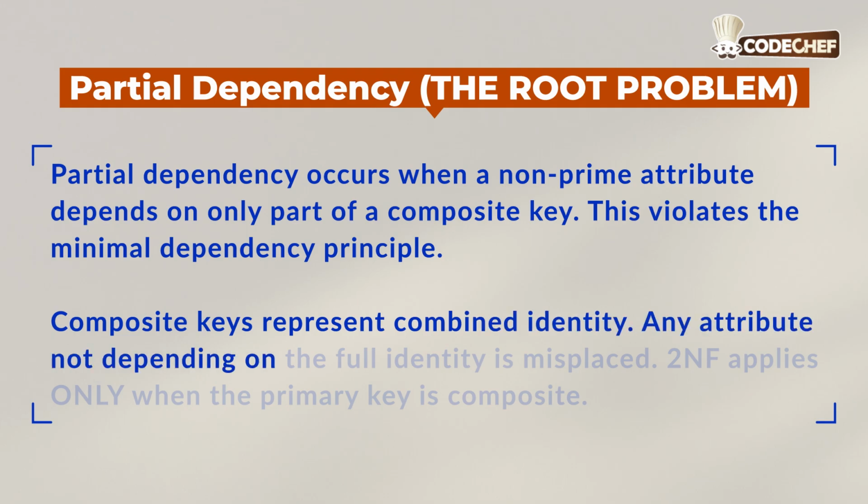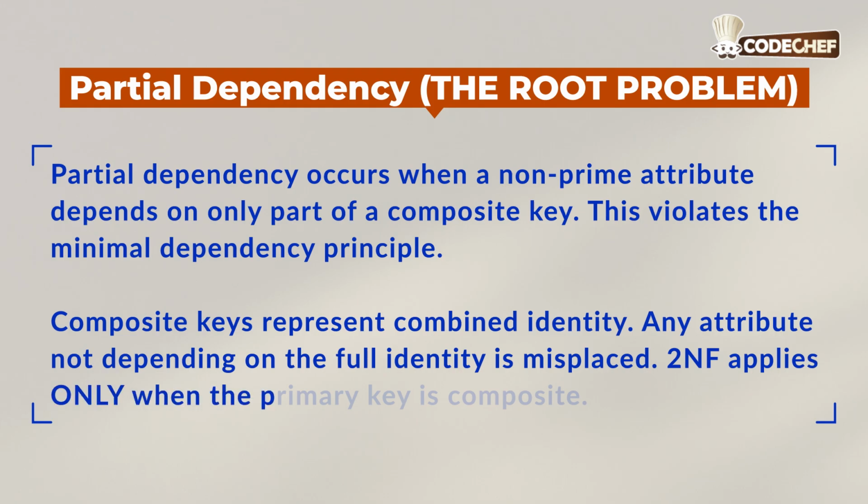Composite keys represent a combined entity. So when we are creating a primary key by combining 2 or more columns, such primary keys are known as composite keys. Any attribute that is not depending on the full identity is misplaced.